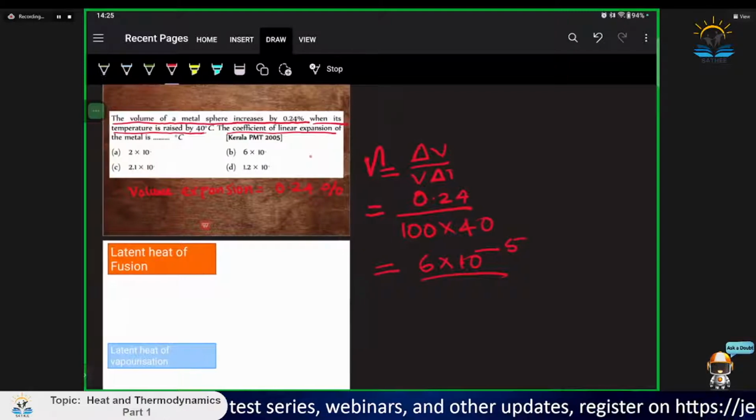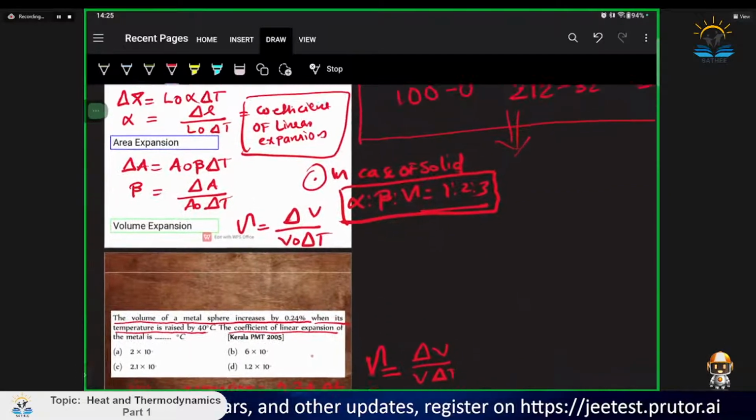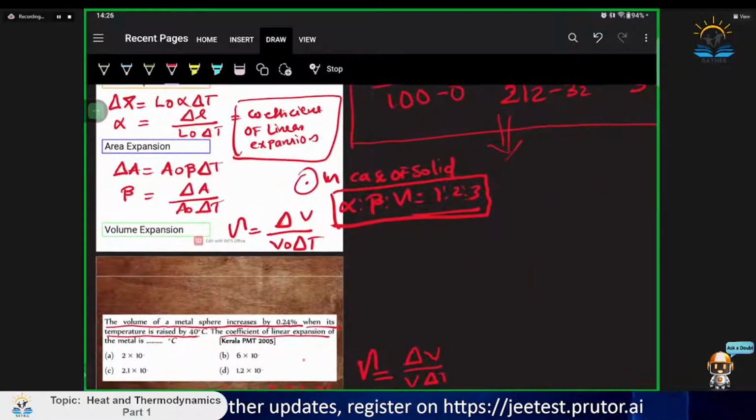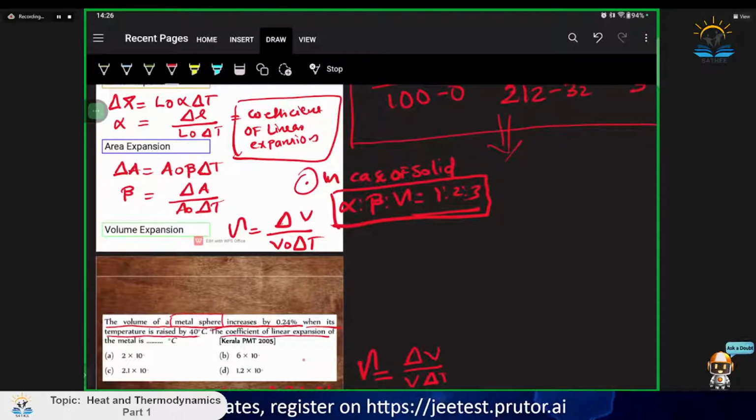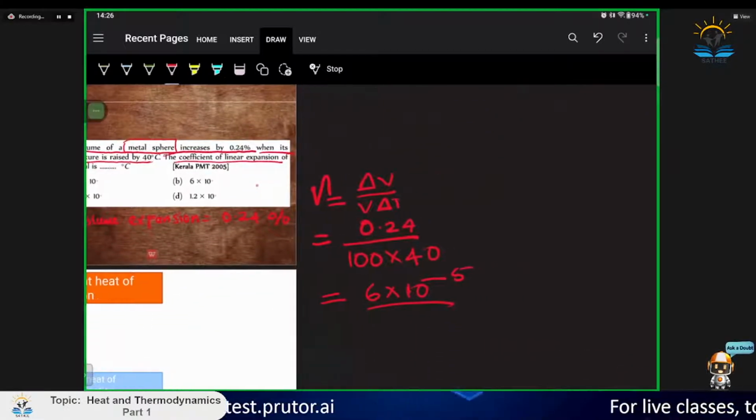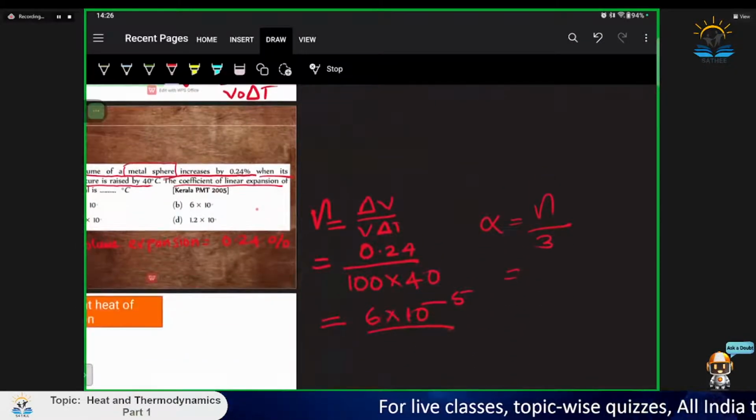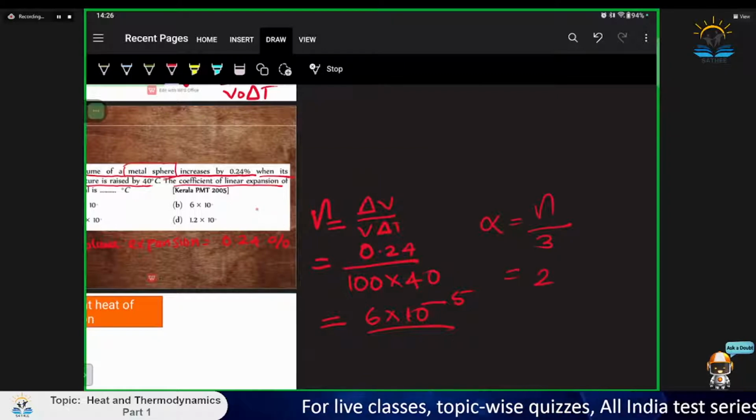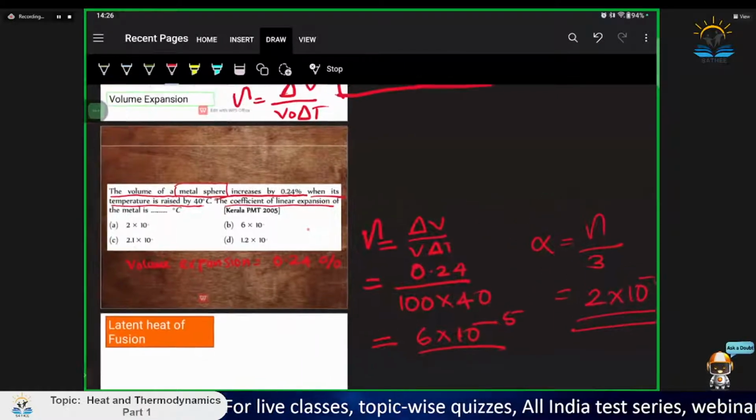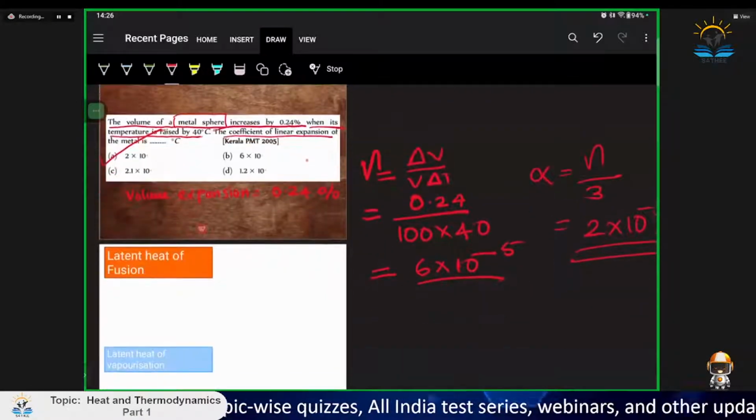So what we got now is the coefficient of volume expansion. As I already mentioned above, the metal sphere is a solid, so in case of solid, alpha is to beta is to gamma is equal to 1 is to 2 is to 3. So if gamma is 6 into 10 raised to minus 5, what will be alpha? Alpha is gamma by 3. So 6 into 10 raised to minus 5 by 3 is 2 into 10 raised to minus 5. So we got the option 2 into 10 raised to minus 5. I hope everybody is clear about this much.